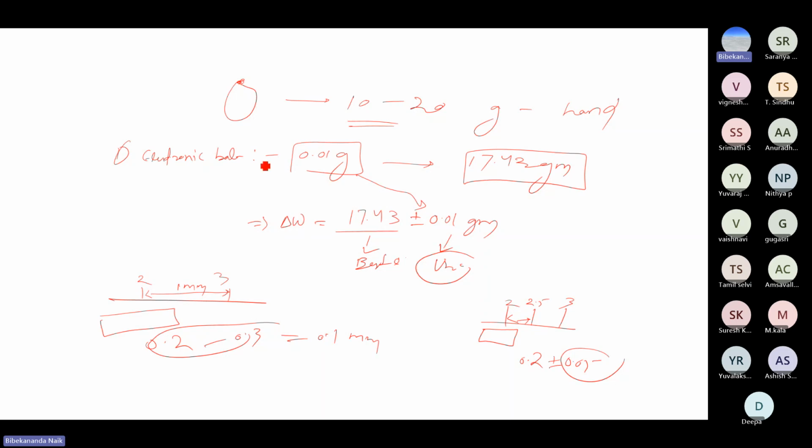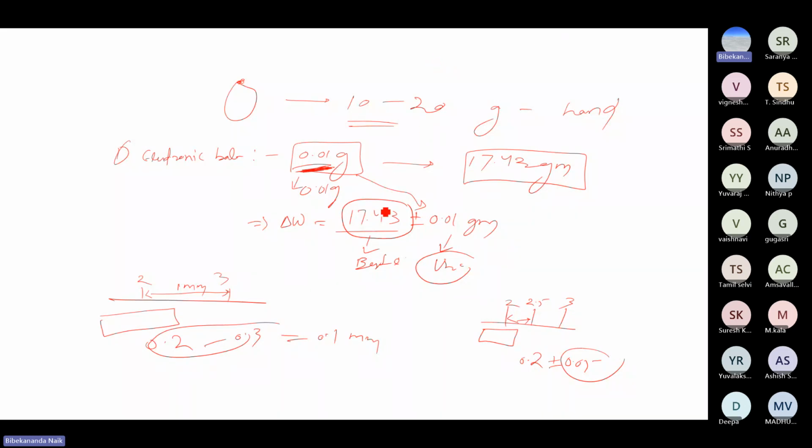Now as you can see, since the electronic balance is very sensitive to the measurement, and it has a very small least count, like 0.01 gram, it is giving us a particular result. But you don't know whether this 17.43 gram is the true value or not, because we don't know exactly what the value of the ring is. So we can't only believe or rely on the single result. So we did the experiment.